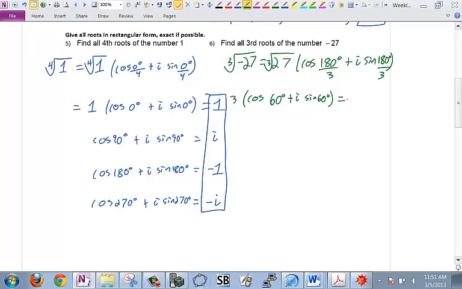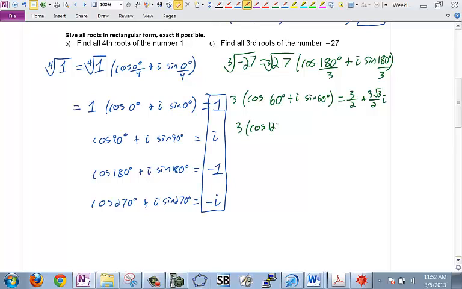So I'm going to write that as, what is 60? 1/2 plus radical 3 over 2? Yeah. So when you distribute the 3, that's 3 halves plus 3 radical 3 over 2i. So there's one of your roots. And then I add 120.